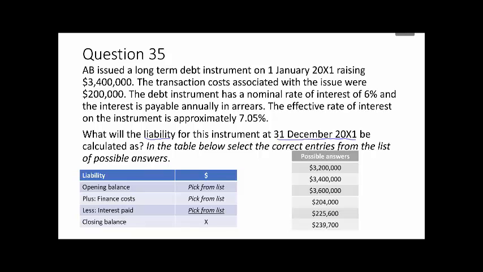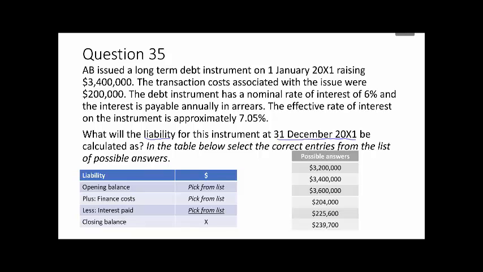It tells us in the question that the instrument has a nominal rate of interest of 6% and an effective rate of interest of 7.05%. What the question wants us to do then is, using drop-down lists, pick the correct answers to appear as the opening balance, the finance costs, and the interest that would be paid.